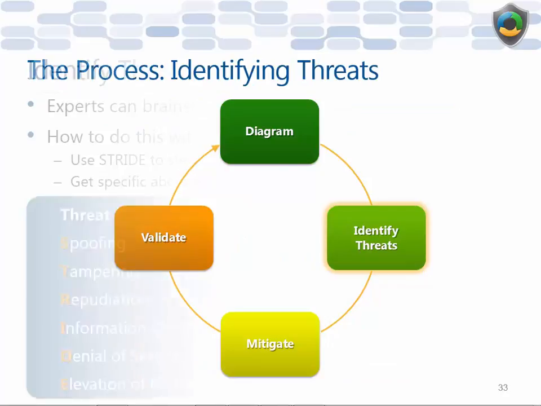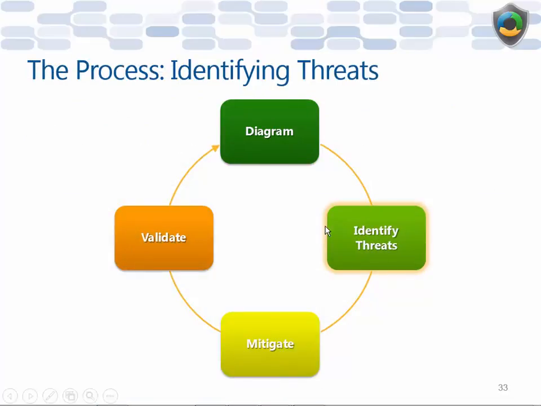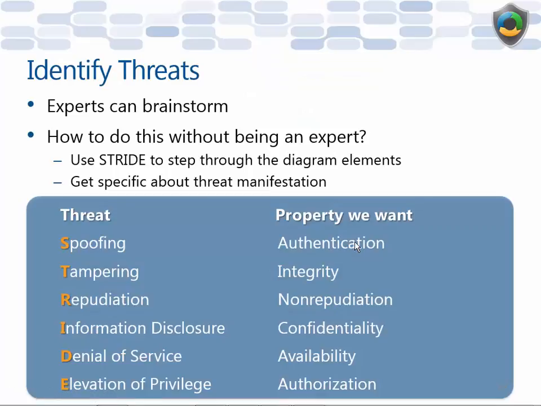All right. So once you've diagrammed, then you have to go in and start to identify your threats. Again, you can brainstorm, and quite often you do. But not everyone in the room will probably be a security expert, so Microsoft has come up with this STRIDE model. Now notice what it is. It says that you can spoof. What you want is authentication. You can have tampering. What you want is integrity.